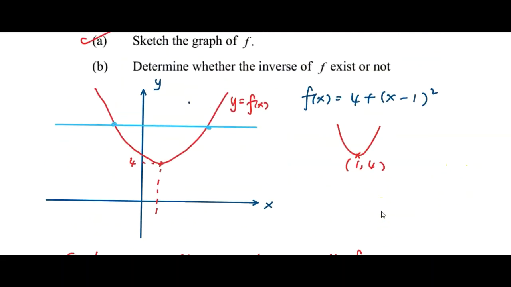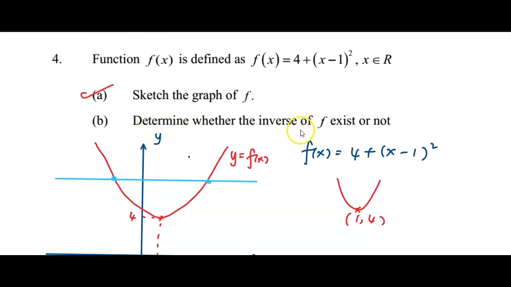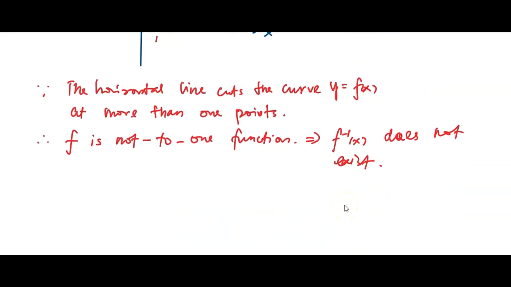All right, so this is our answer for B. Determine whether the inverse of f exists or not. So we say that the inverse does not exist, because we must give the reason. Give the reason why we say so. We actually make this conclusion by considering the horizontal line test.